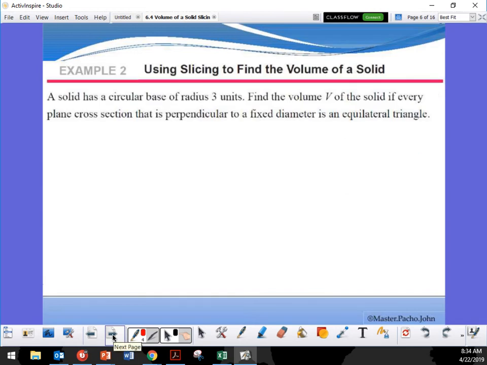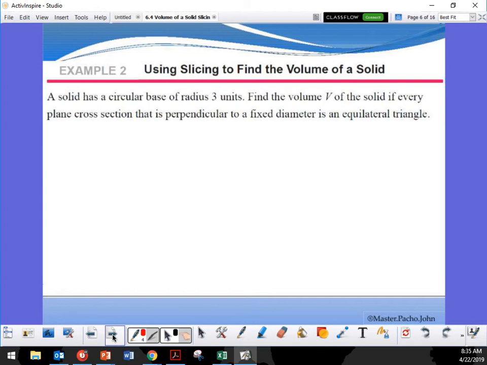A solid has a circle base, radius of 3. Find the volume of the solid if every plane cross-section that is perpendicular to a fixed diameter is an equilateral triangle. Right, the solid is a circle. What is the equilateral triangle? Oh, is it the one with like two sides? All sides. Oh, all sides, okay. I just don't know the language.